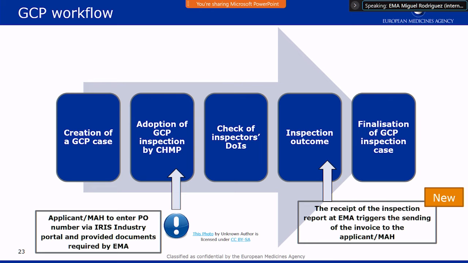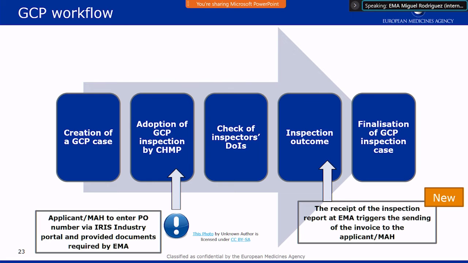So as you can see, the steps are more or less the same. So for GCP, we will start creating the GCP case once it has identified a need for a GCP inspection, routine or trigger. And we will be working on deciding on the clinical trial and the sites to be inspected. And obviously that will be done in-house. Then once the request has been adopted by the CGMP, automatically you will get a notification.